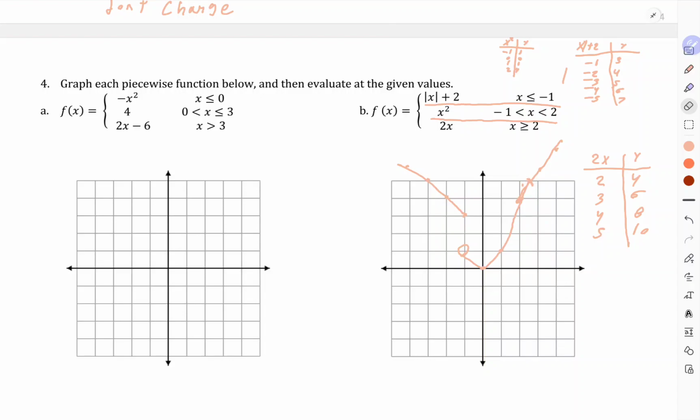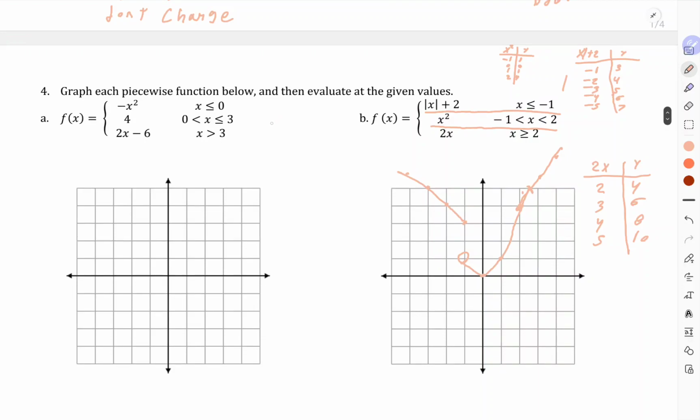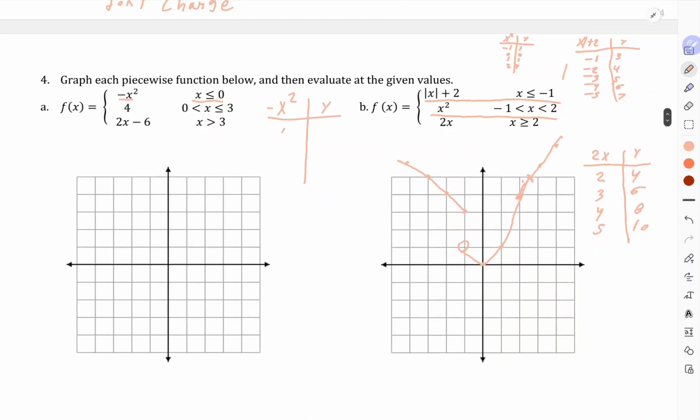Now you got the second part, which is this one. Let's go through this quickly. You got negative x squared, you already know it's reflected. This is basically all of the values that are less than or equal to 0. So let's get to it. You got x, negative x squared, and then y. And you already know you gotta have 0, and -1, -2, -3, -4.